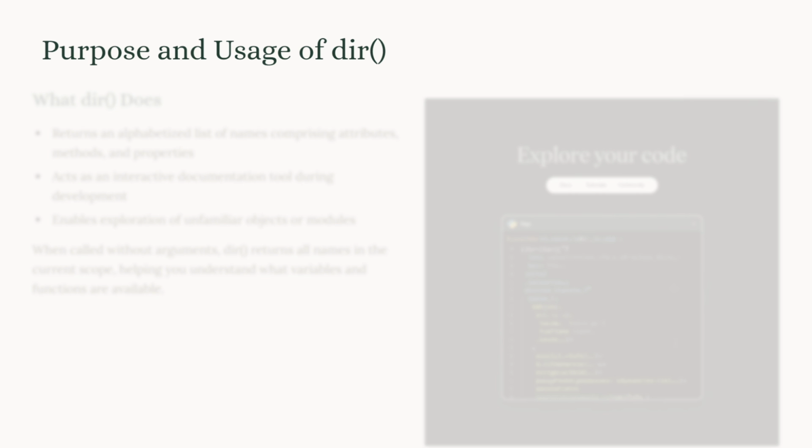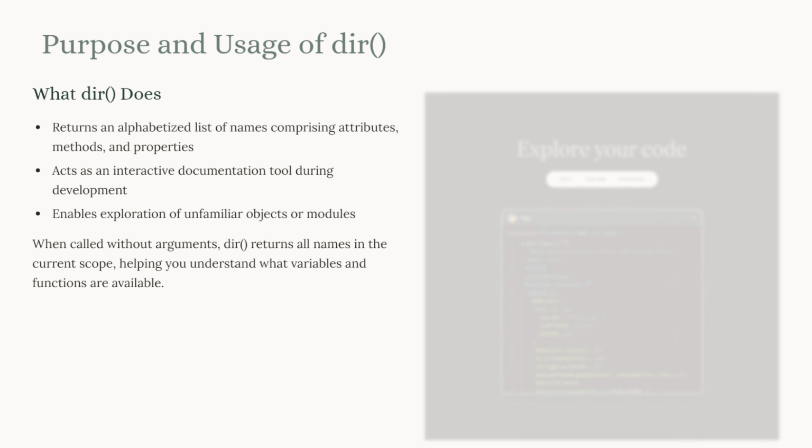What's the usage and also the purpose of the dir function? What does the dir function actually do? It returns an alphabetized list of names comprising attributes, methods, and also properties, and it acts as an interactive documentation tool during development, and it enables exploration of unfamiliar objects or modules. When called without arguments, dir returns all names in the current scope, helping you understand what variables and functions are available.